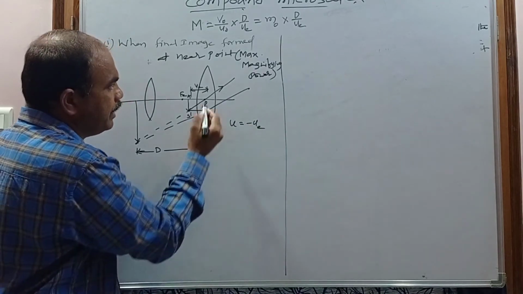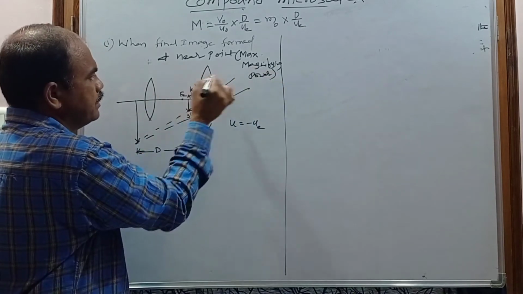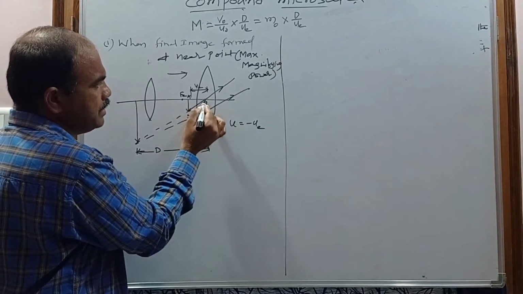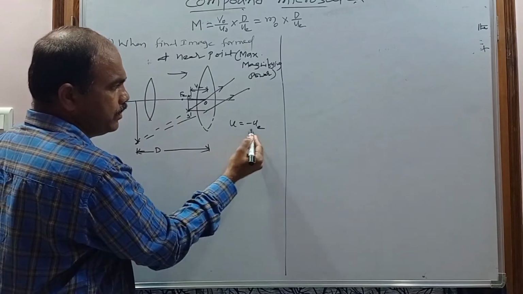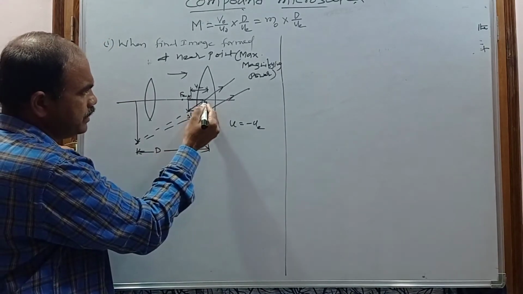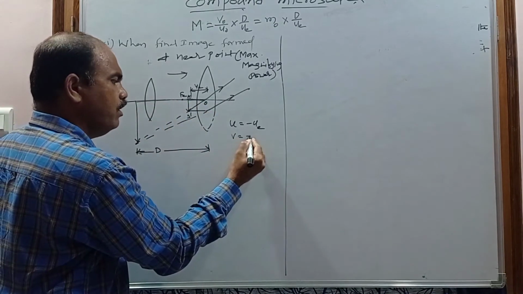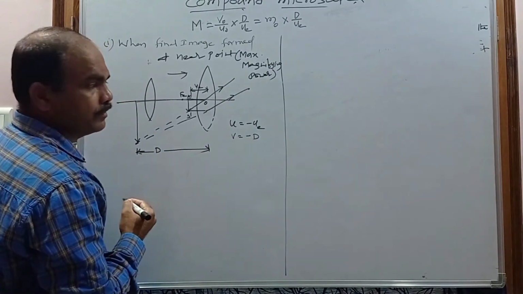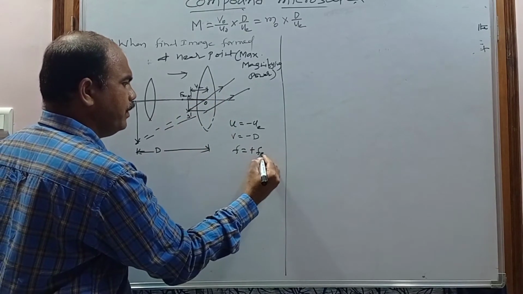Why? Because in this direction the incident light is going. This is the incident light direction. But to measure the object distance, in which direction are you moving? Opposite to the incident light. That's why u equal to minus u suffix e. And to measure the image distance also, in which direction are you moving? Opposite to the incident ray. That's why v equal to minus d. And the focal length of the eyepiece is positive, because it is a convex lens.